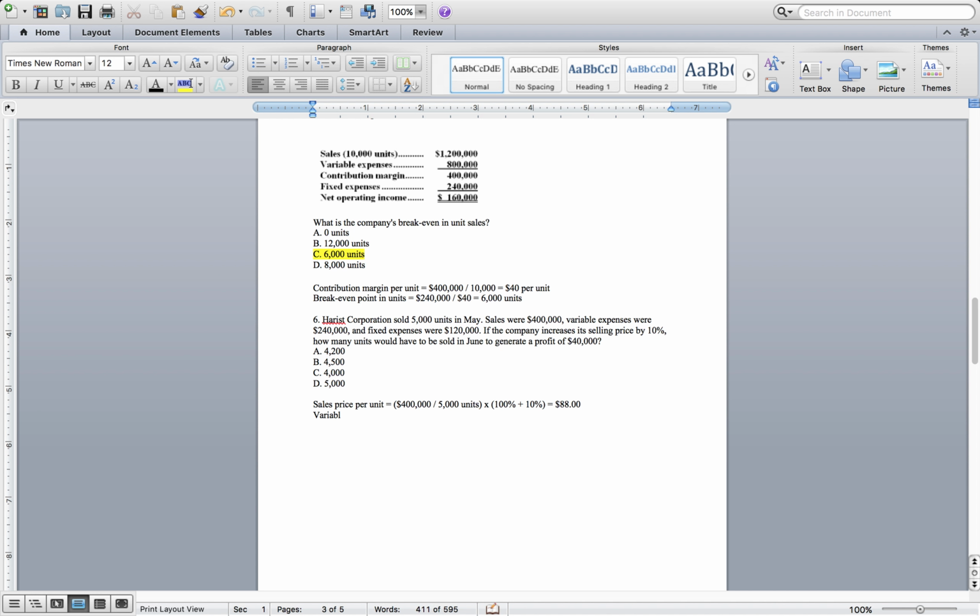The next thing we calculate is your variable expense per unit. To get the variable expense per unit here, it says variable expenses are 240,000. You want to divide by the 5,000 units. So when we do that, our variable expense per unit will be $48 per unit.